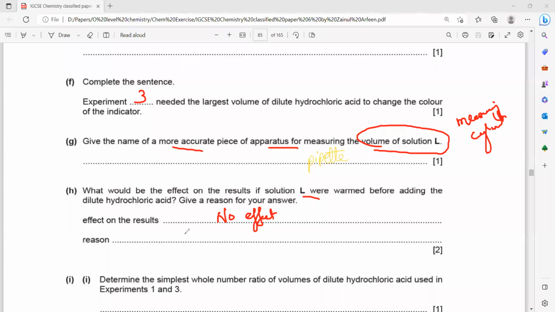And why is there no effect? Because the same moles are used. Sir, if we increase the concentration of the reactant, the result will be different. Yeah, if you increase the reactant concentration, the result will be different. You need a greater volume for a complete reaction.